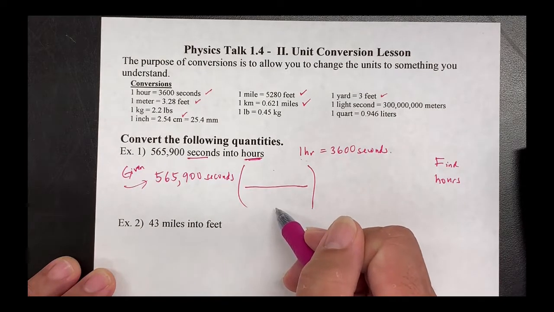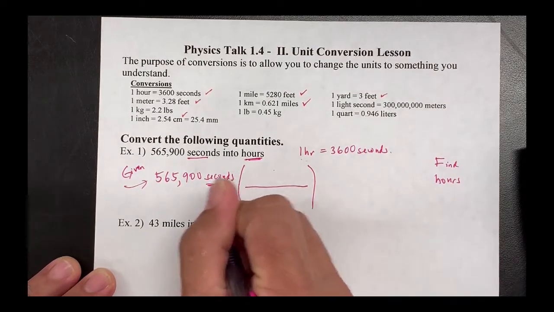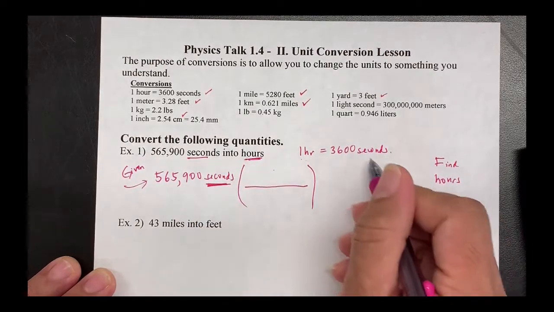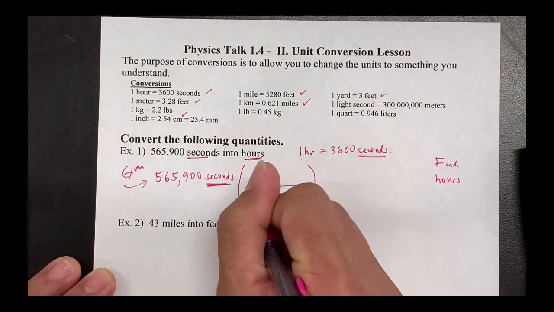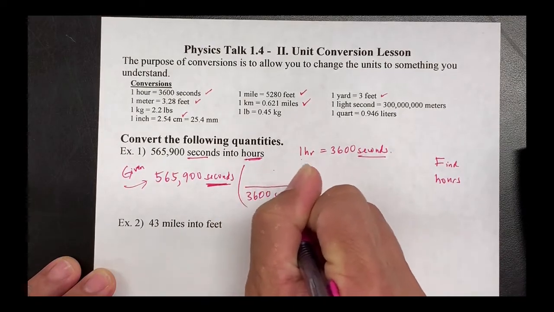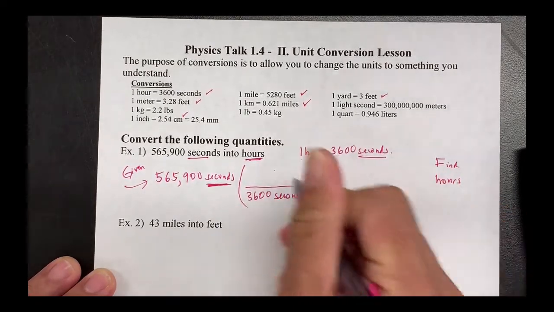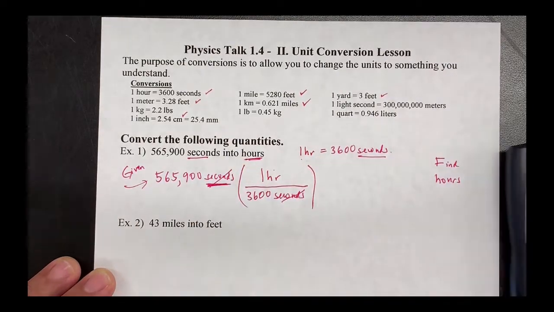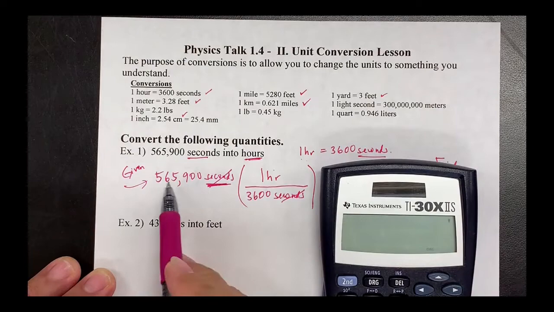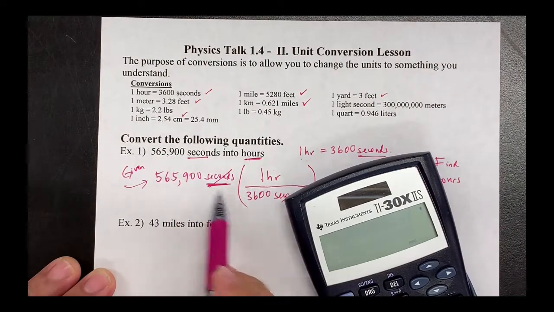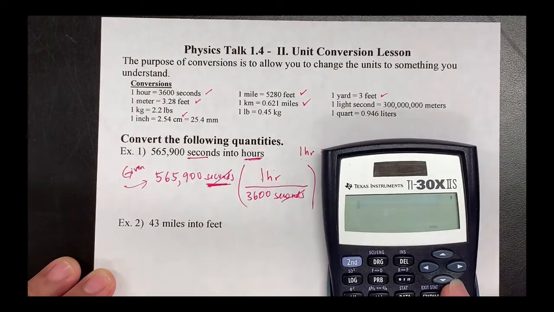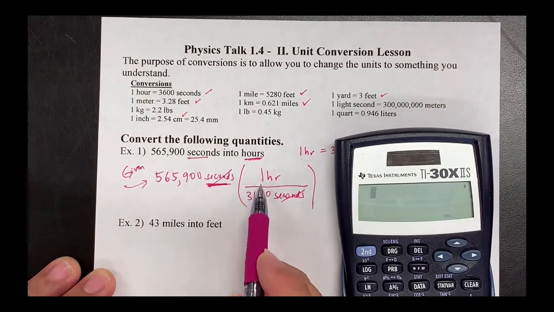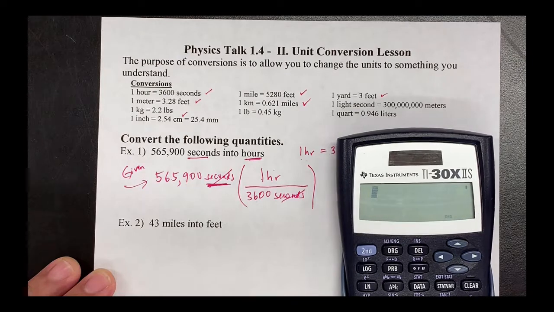And the question is, how do you decide? Well, this is what determines it. Since seconds is what I'm trying to get rid of, and it's in the numerator, I need to put seconds in the denominator to cancel it out. And then I put the 1 hour on top. The seconds will cancel. And then on my calculator, whatever is in the numerator I multiply by, whatever is in the denominator I divide by. So in this case, I'll take my 565,900 times 1 hour, and I'm going to divide it by 3,600 seconds.